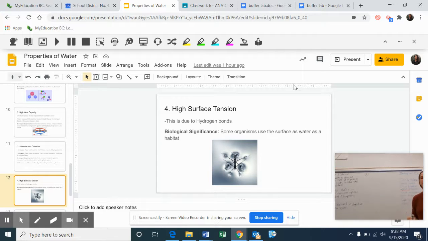Okay, fourth one is high surface tension. How many of you have seen a bug on water, just running across it? Has anybody seen those lizards that run on water? Yeah, they're pretty cool. They go really fast and they're running across the surface of the water. That's because of high surface tension. And high surface tension, so just the surface being more supportive of things, is due to the hydrogen bonds.